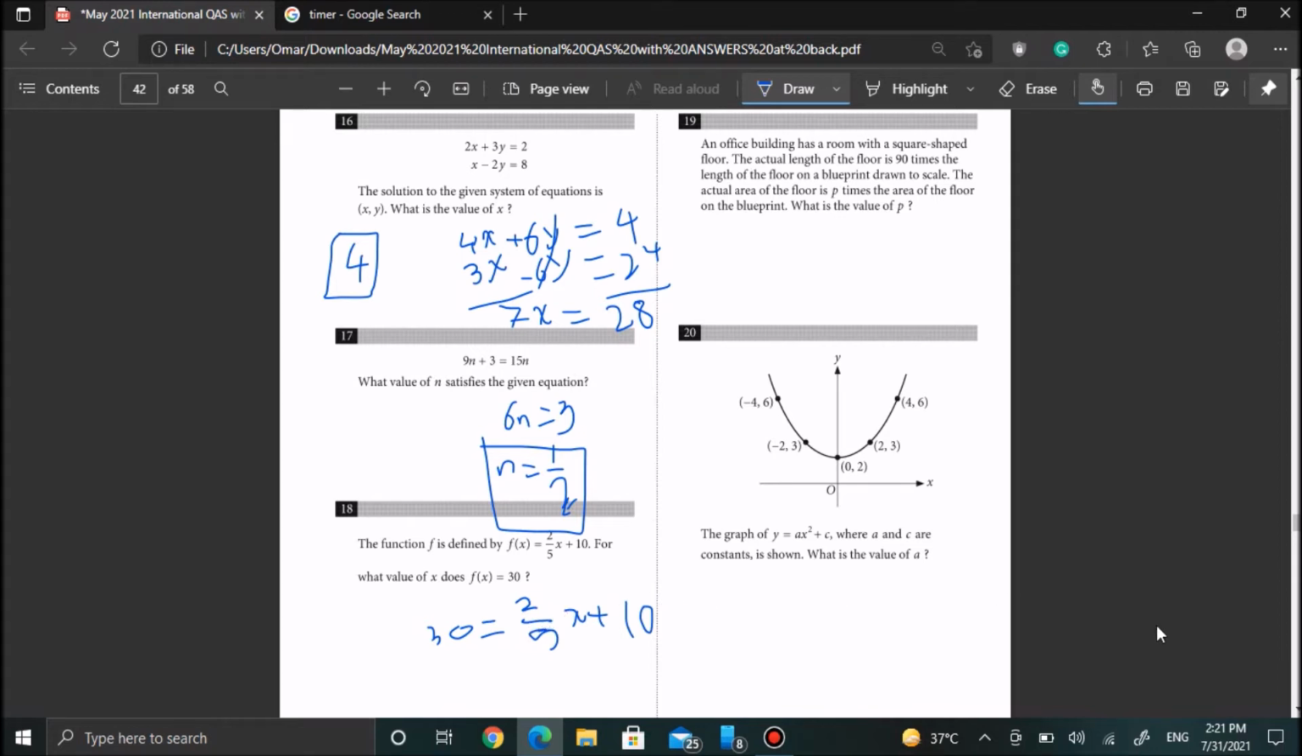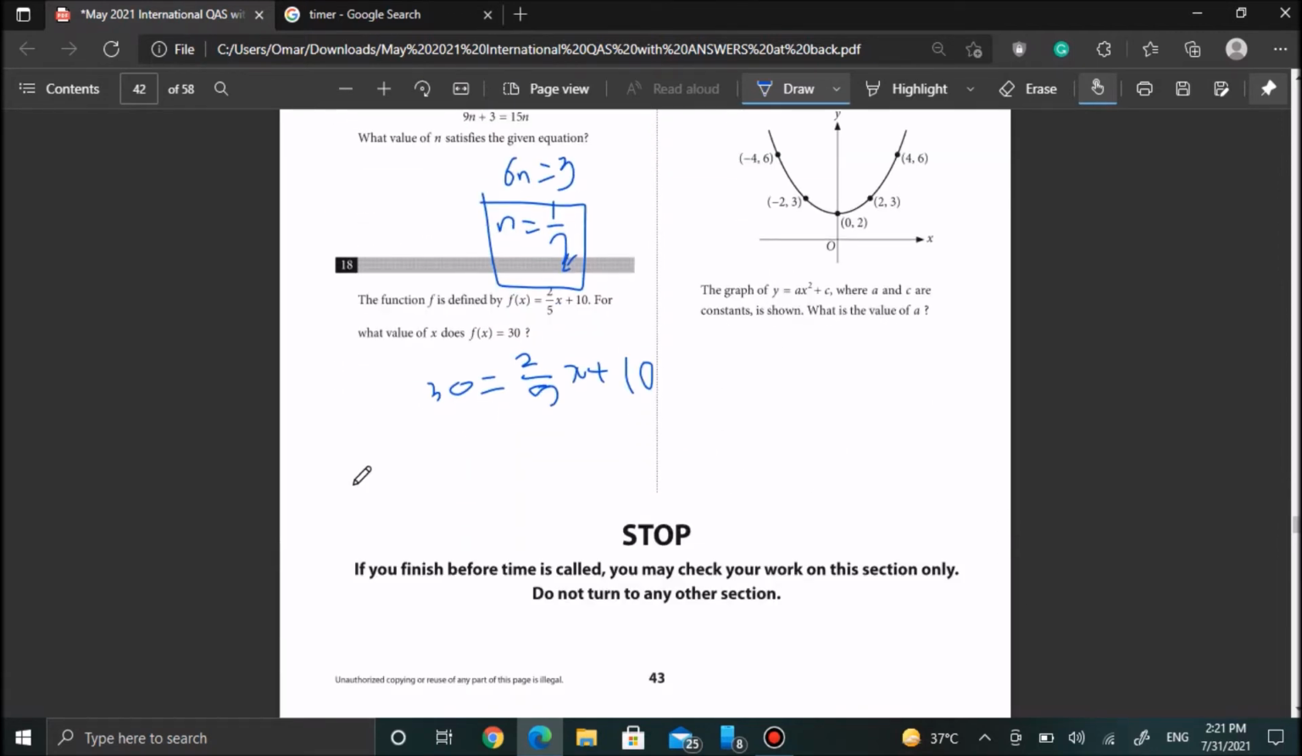Okay. Subtract 10 from both sides. You get 20 is 2/5 of x. And then multiply by 5 over 2 on both sides to get rid of this 2 over 5. 20 times 5 over 2. Let's see. Well, basically, let me just tell you here. 20 times 5 is 100, and then 100 divided by 2 is 50, so the answer here is 50.